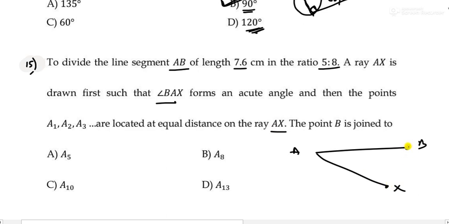B is always joined to which point? It is always joined to the last point. So what will be the last point? It is absolutely 13, right? Because 5 plus 8 is 13. So therefore our answer is which one? Option number D, 13, A13. Okay. Moving to the next question.